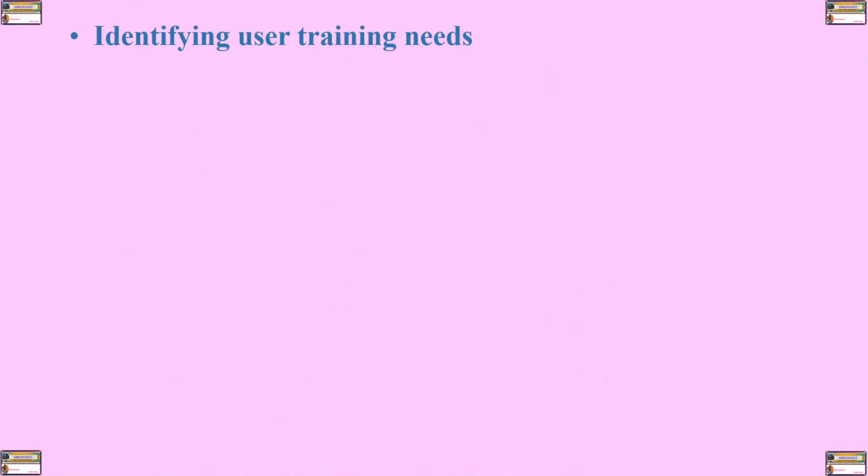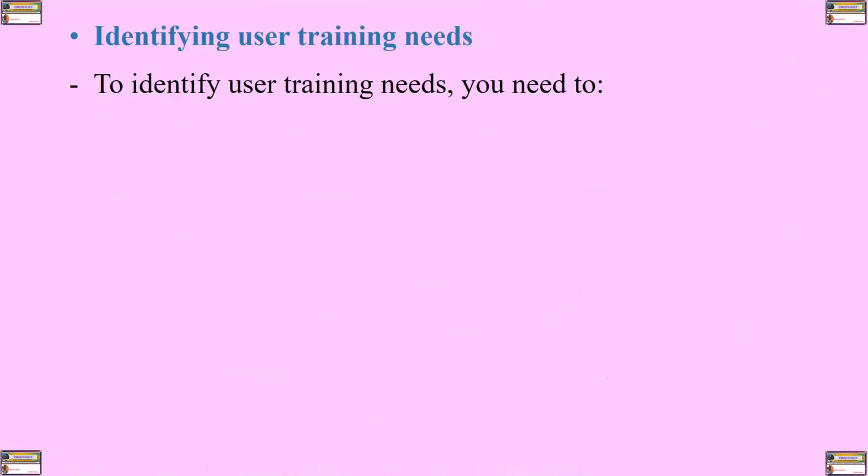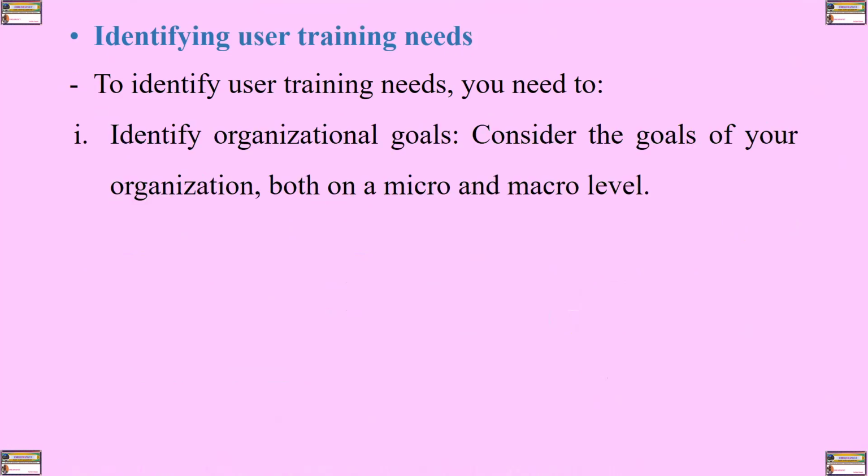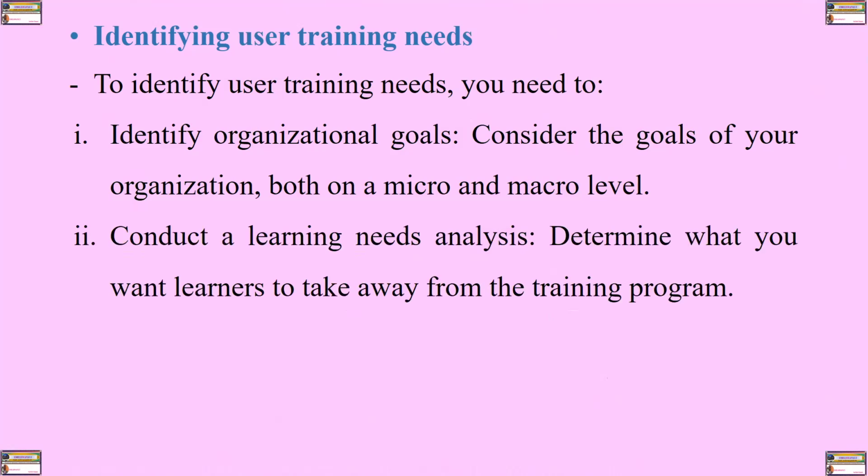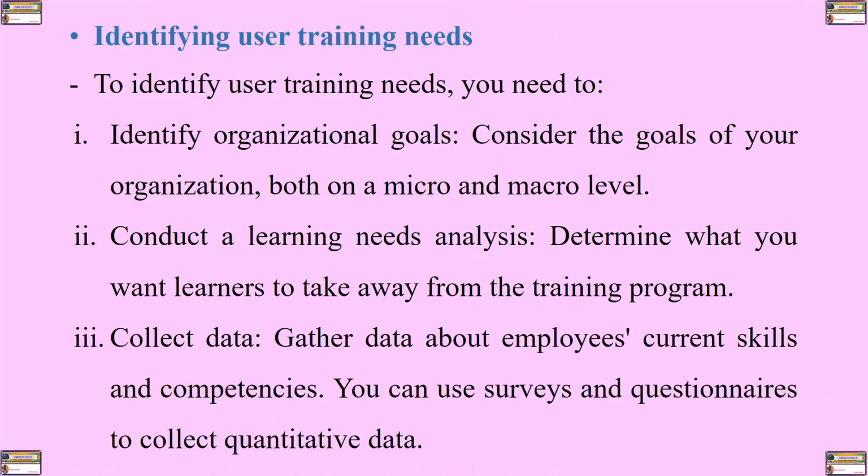So how do I identify user training needs? To identify user training needs, you need to identify organizational goals. That is, consider the goals of your organization, both on a macro and micro level. Then conduct a learning needs analysis. Determine what you want learners to take away from the training program. After that, collect data. Gather data about employees' current skills and competencies. You can use surveys and questionnaires to conduct qualitative data.